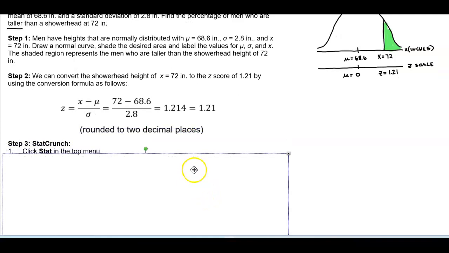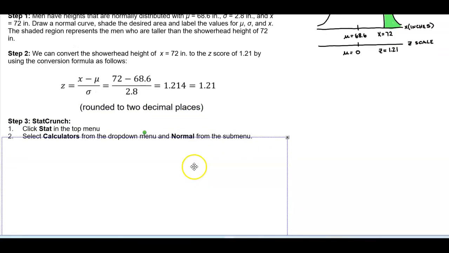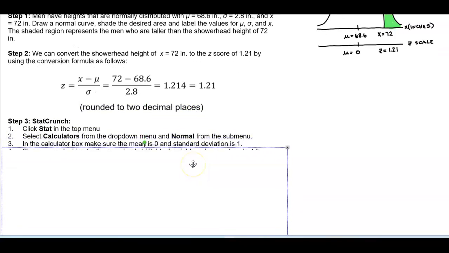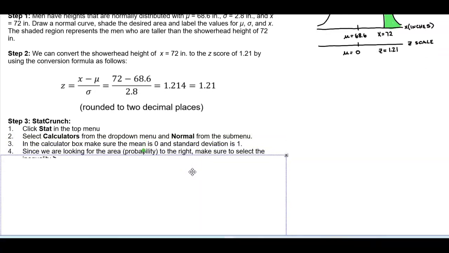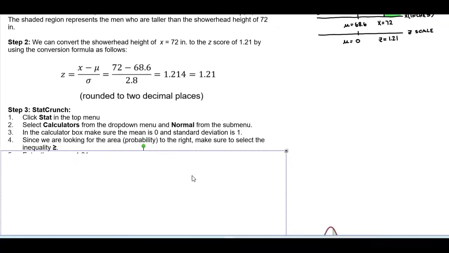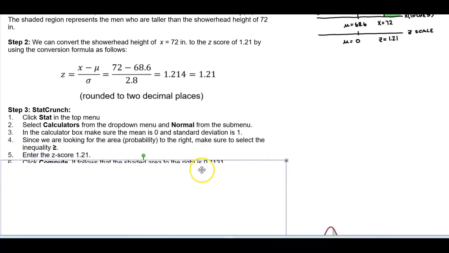And now what we're going to do is use StatCrunch. So the first thing we're going to do is click Stat in the top of the menu, okay, and then select Calculators from the drop-down menu, and Normal from the sub-menu. And then in the calculator box, we're going to make sure that the mean is 0 and the standard deviation is 1, and since we are looking for the area, the probability to the right, we want to make sure to select the inequality greater than or equal to, and then we're going to enter the z-score of 1.21.